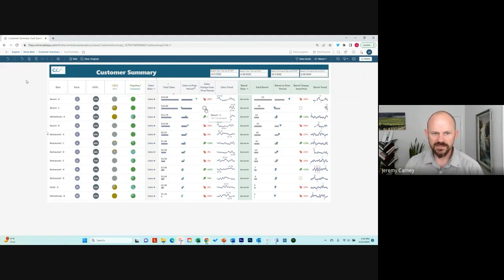You'll see Resort C looks a little different, and the reasoning for that is we didn't sell to them last year. They're a relatively new customer for us. So basically everything this year is a year-over-year increase. And you can kind of scan down through some of these other customers and see what their performance year to date is so far. Okay, next up, we're going to look at their trend.